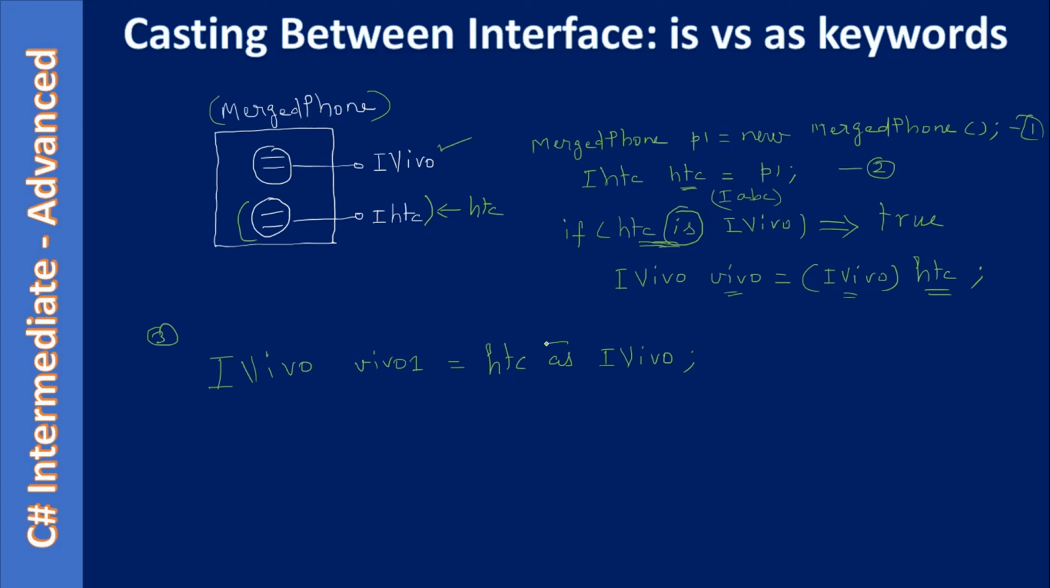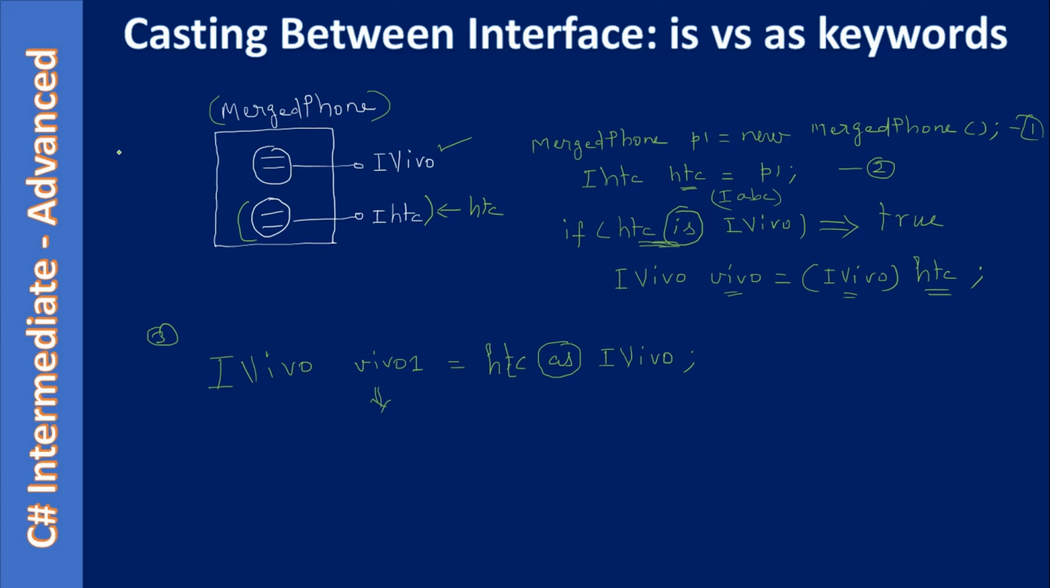Here if you look, we are forcing the conversion of the object. The HTC already exists, which points to a heap object merged phone, and we are asking to use this HTC interface as an iVivo interface. So it will perform the typecasting and hold the reference here. In this case it will be successful because we know HTC is pointing to merged phone, and that also implements the iVivo interface. So this conversion goes well, and this will hold the heap reference.